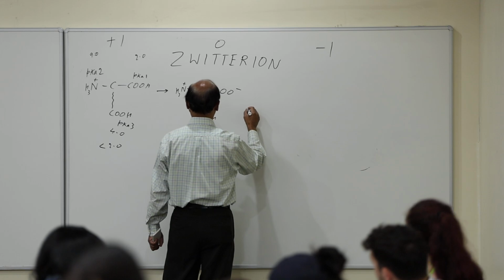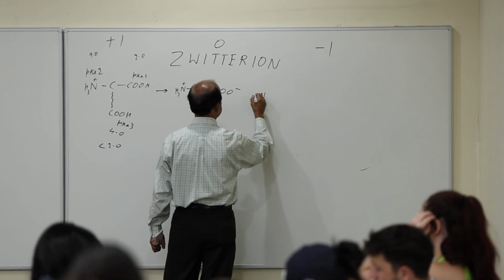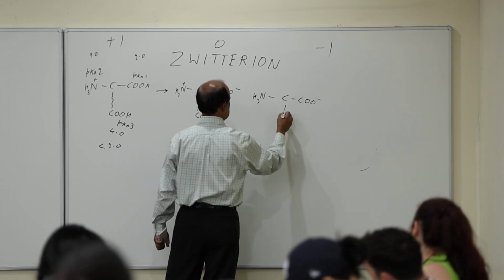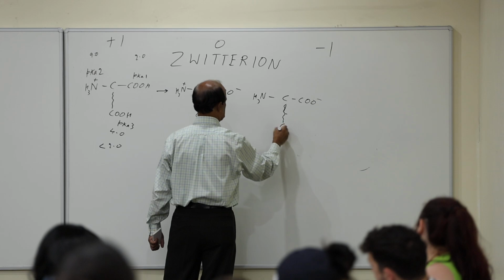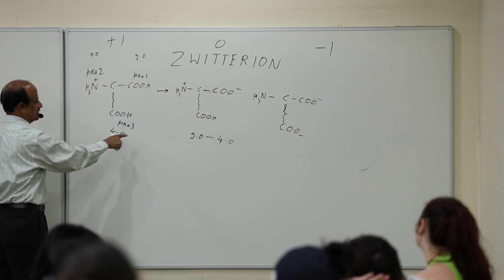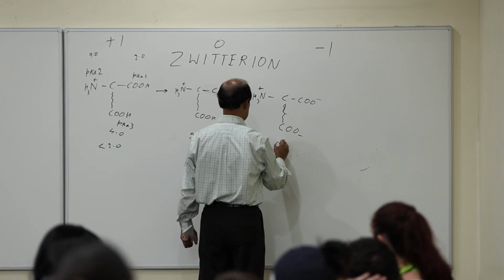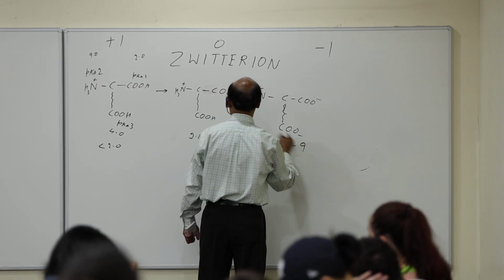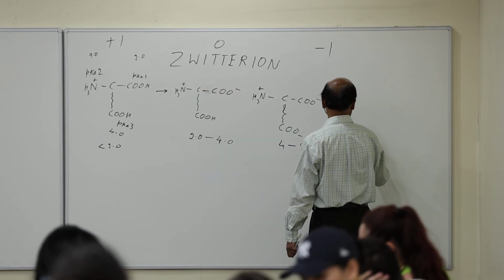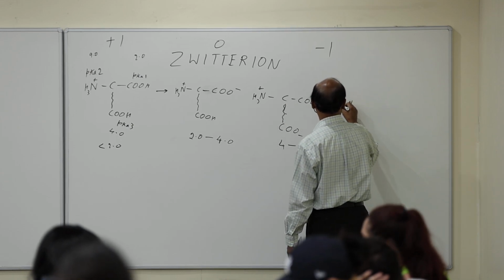As you go to pH more than 4, so if you go above the pK3, then this will ionize. So between 4 to 9. Alright, so when you go above 9, then this will also lose the proton.